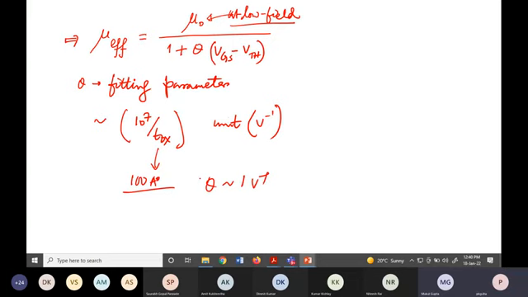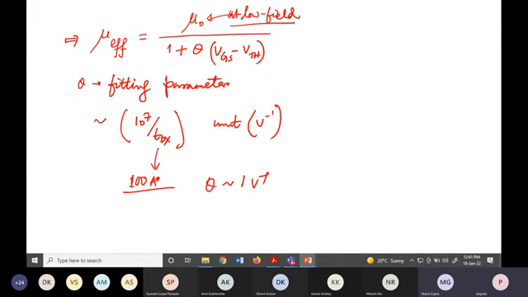And in the case of short channel MOSFET, Tox is even lower than 100 angstrom. So you see that if you keep on increasing your VGS minus VTH, that's basically the voltage overdrive, your mu effective will decrease.